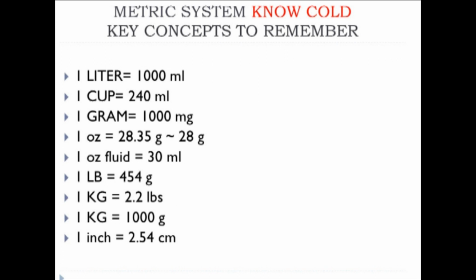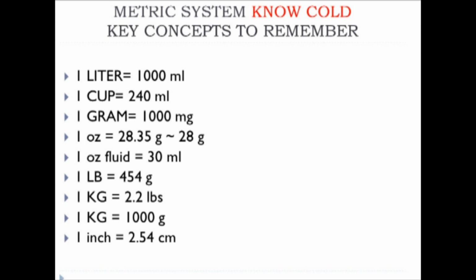Here's a slide that will help you remember the key metric conversions that you need to know. For this class, really: 1 gram, 1,000 milligrams; 1 pound, 454 grams; 1 pound would also be 0.454 kilograms; 1 kilogram, 2.2 pounds; and 1 kilogram, 1,000 grams; and finally 1 inch equals 2.54 centimeters.